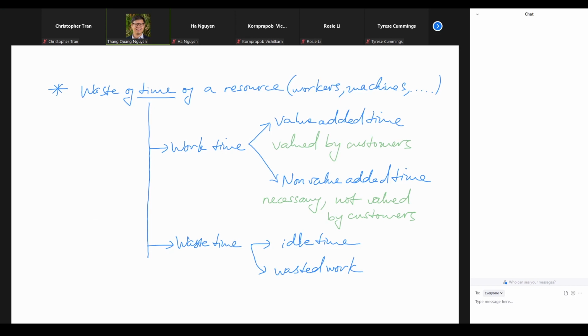Right, so that's an overview of the waste of time of a resource. So now to really understand it, let me go through one example with you. Let me show you the example in the slide.